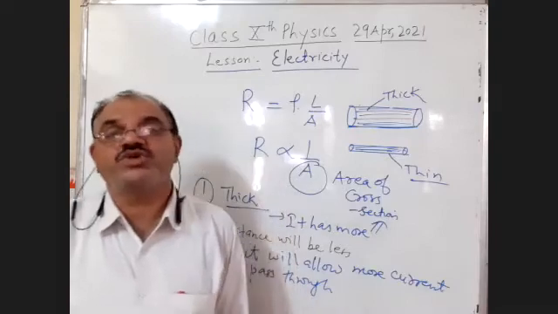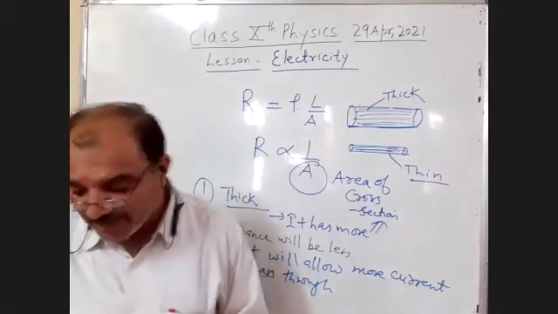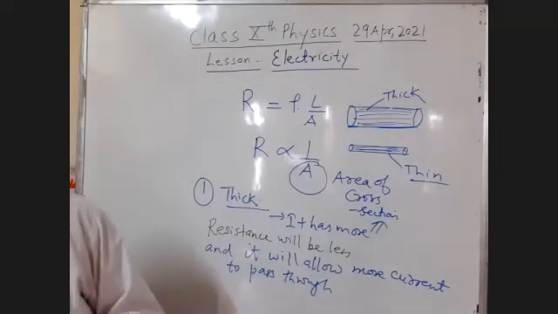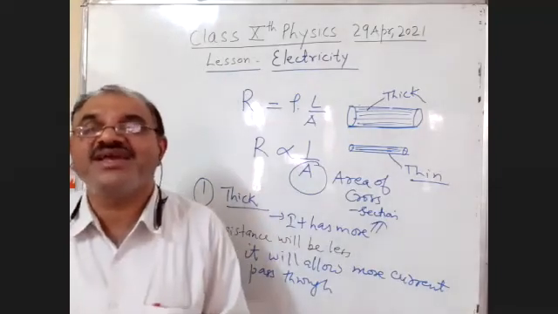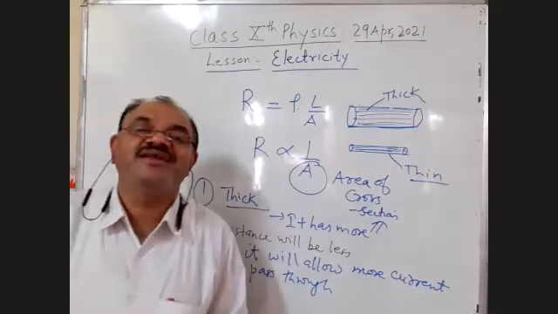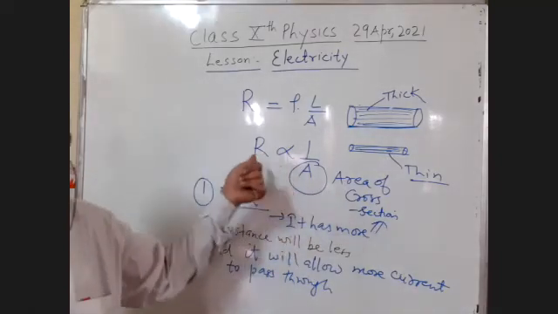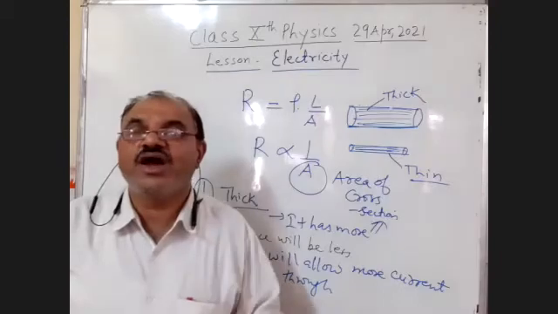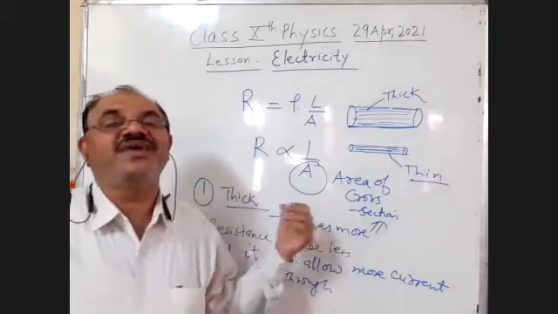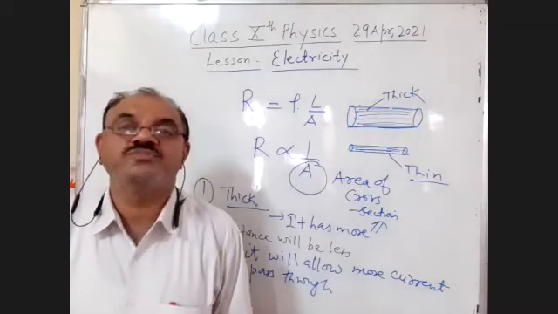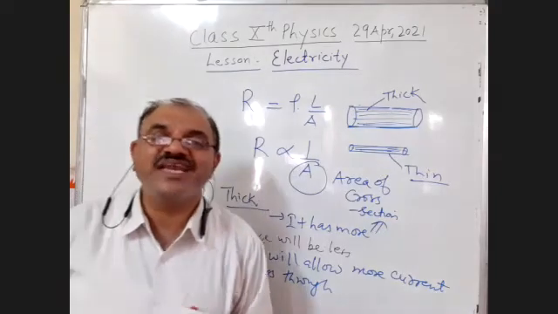The answer of your question number 2: the thick wire will allow more current to pass when resistance is less. We have calculated it will allow more current to pass through, but in case the wire is thin, the area of cross section is less and resistance is more. Resistance is more means it will allow less current to pass through, and this was only being asked in your question number 2. Is it clear, student? The answer of your question number 2 is self-explanatory.